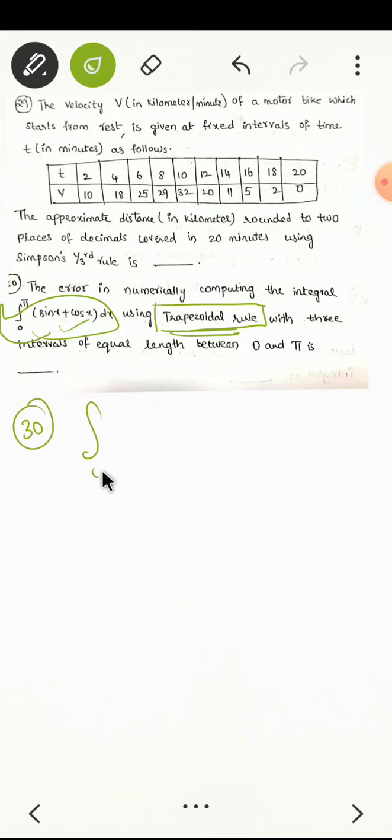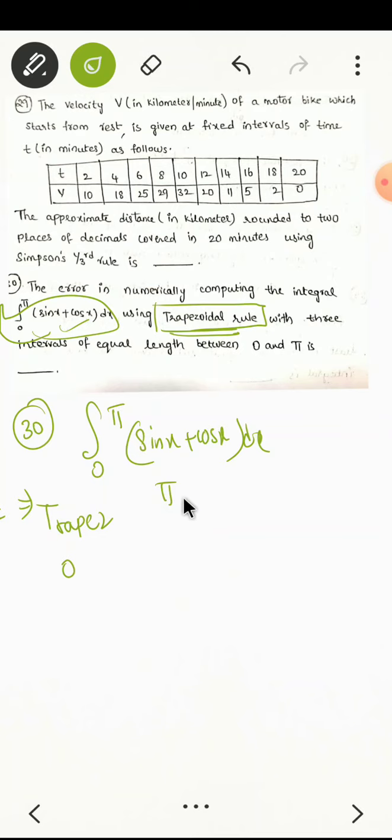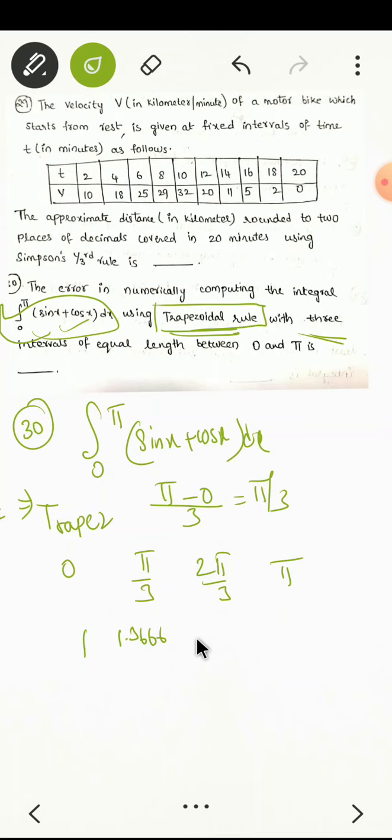Question number 30 is the integral of 0 to pi of sin x plus cos x. After that you can just apply the trapezoidal rule. How can you apply? The higher limit is pi, the lower limit is 0, with how many intervals? 3 intervals, n equal to 3. So pi by 3, each time I have to use pi by 3 and reach up to pi: pi by 3, 2 pi by 3 and pi. Substituting pi by 3, sin pi by 3 plus cos pi by 3, the values I am getting are 1.366, 0.366, and -1. Okay, so apply the trapezoidal rule.